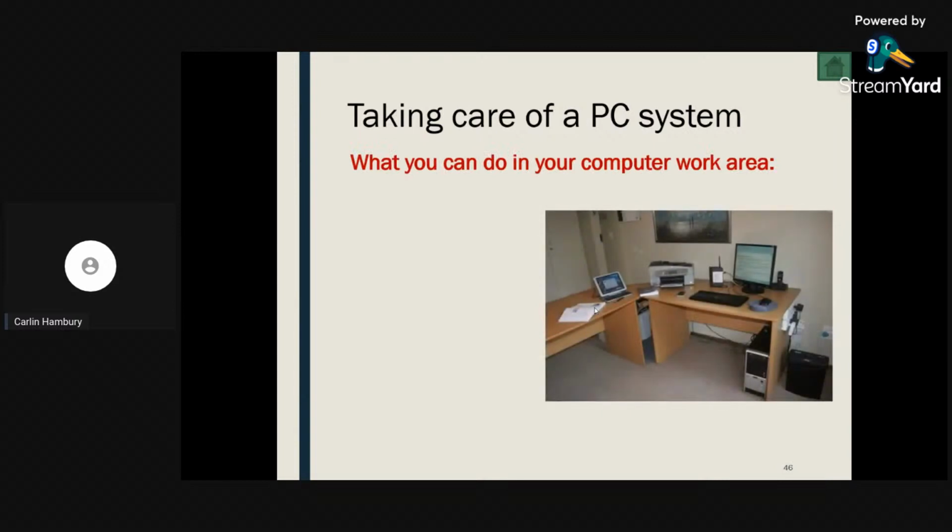Okay. Right. So there we've got our computer work area. Looks fairly decent. Everything seems okay. But you do want to keep magnetic sources away from your computer. You want to keep your computer dust free.